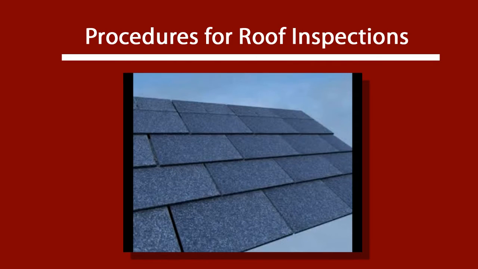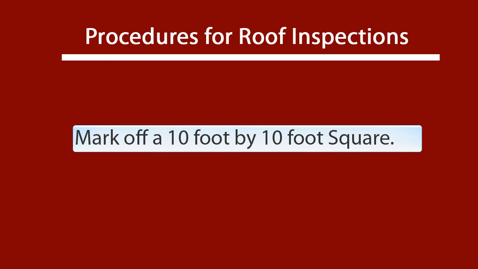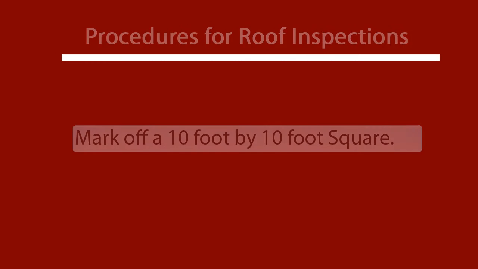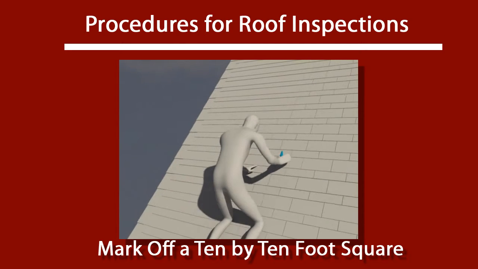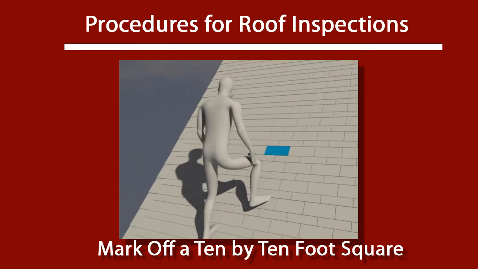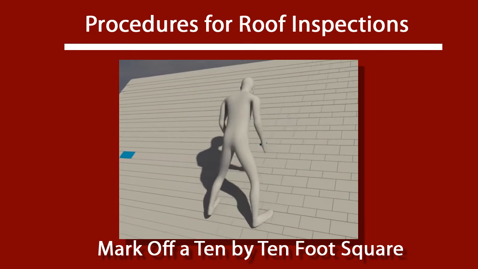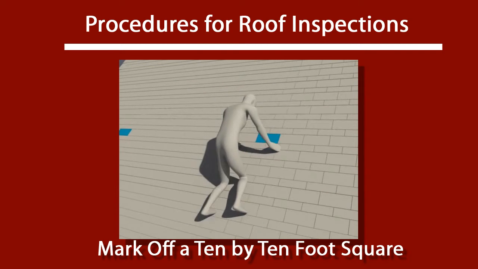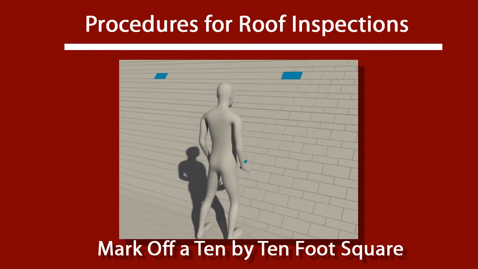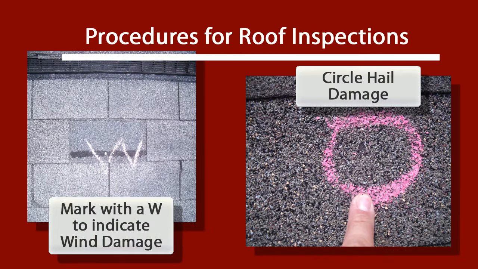After the repairability test, go ahead and start your inspections for hail and wind damage. Now it is time to mark off a 10-foot by 10-foot square for inspection. Mark off a 10-foot by 10-foot square. Some people try to find the least amount of damage to an area and mark up that area. This is not a proper assessment. Find the area with the most damage. When marking up your inspection, use standard marking procedures. Use a W to indicate wind damage and circle any hail damage you find.